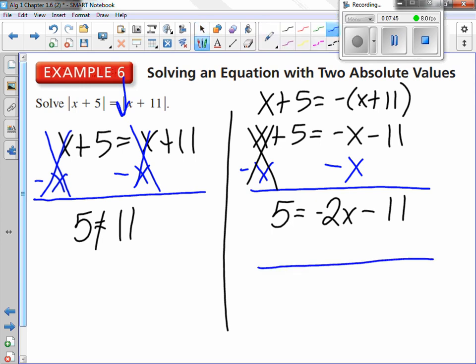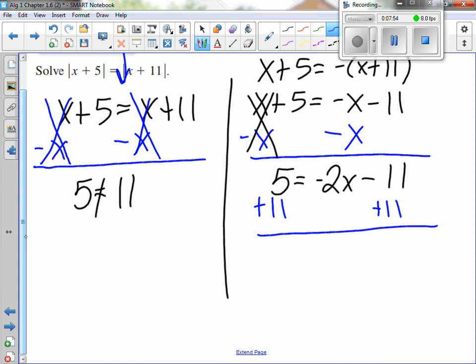Now we still need to get x by itself, so I can add 11 to both sides. Now when I add 11 to both sides, well, negative 11 plus 11 will cancel. Negative 2x. 5 plus 11 is 16.